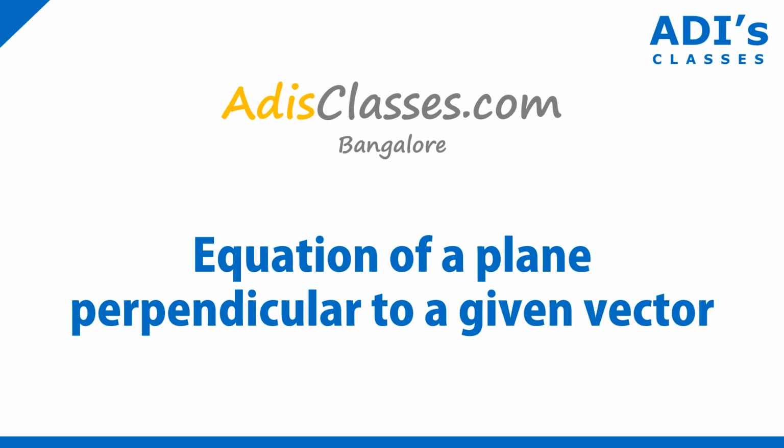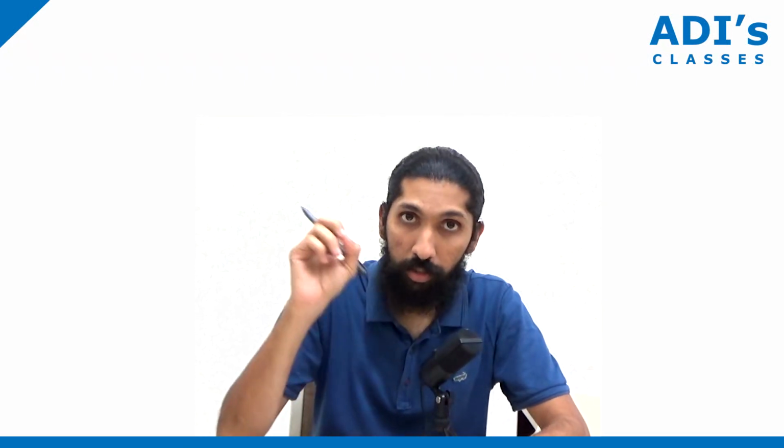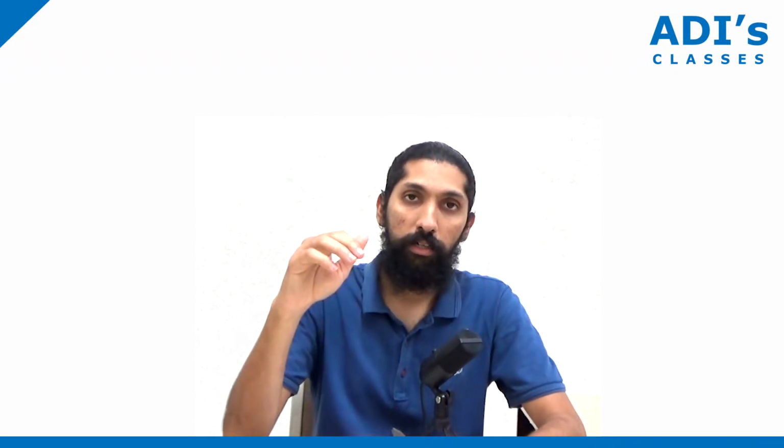Let's discuss finding the equation of a plane which is passing through a point and it is perpendicular to a given vector. Now here, one thing you should understand: perpendicular to a given vector, there can be an infinite number of planes.